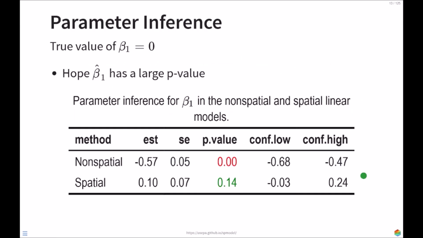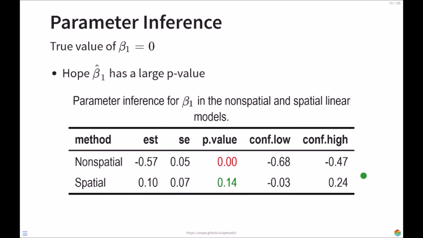So I fit the models to these data. Let's recall that the true value that we simulated of beta 1 was equal to 0. So if we fit a model and we estimate beta 1, we hope that there's a large p-value associated with this. We wouldn't want to assume that this variable is functionally related to the response, and so we would hope that for a reasonable alpha level, we wouldn't reject the null hypothesis there.